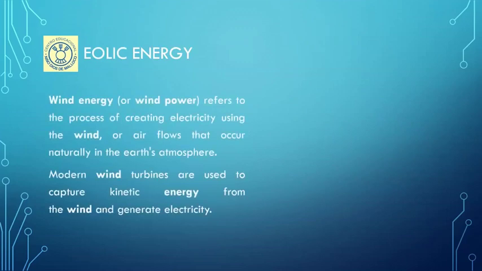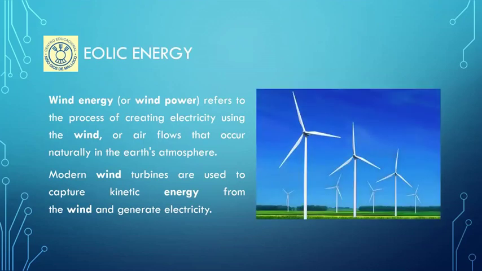Eolic energy, also known as wind energy or wind power. It refers to the process of creating electricity using the wind or air flows that occur naturally in the Earth's atmosphere. Modern wind turbines are used to capture kinetic energy from the wind and generate electricity. So basically, the eolic energy is the energy that comes from the wind, and it is used to make electricity.